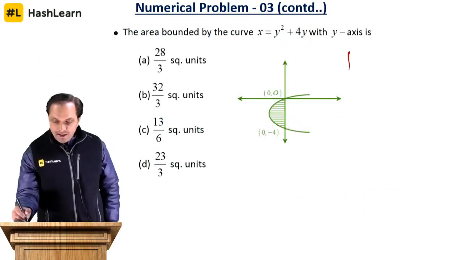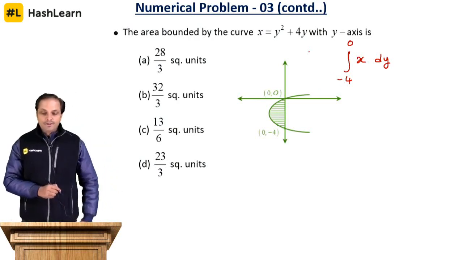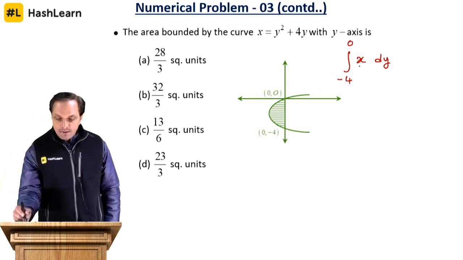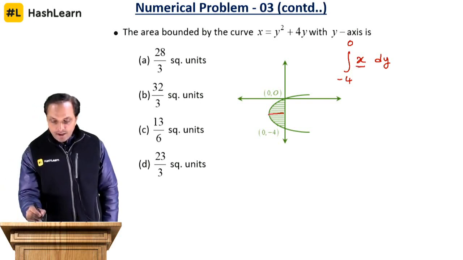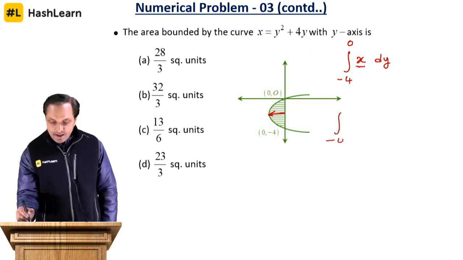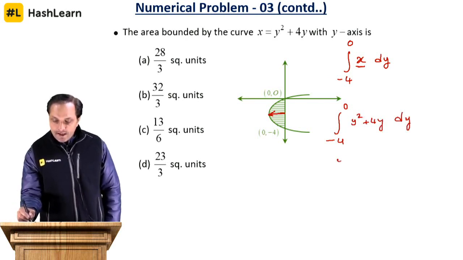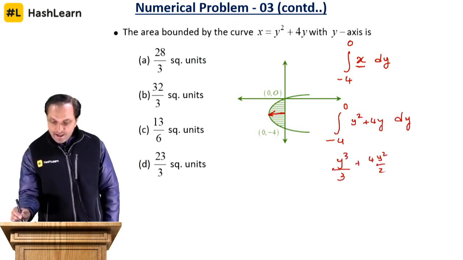When you have the limits along the y axis, you need to take x dy and the starting point is minus 4. It is going on up to 0. So whatever the curve you are coming across, the curve's x coordinate is what you need to take. So the curve's x coordinate is y square plus 4y. So you integrate this. If you integrate, that will give you y cube by 3 plus 4 into y square by 2.